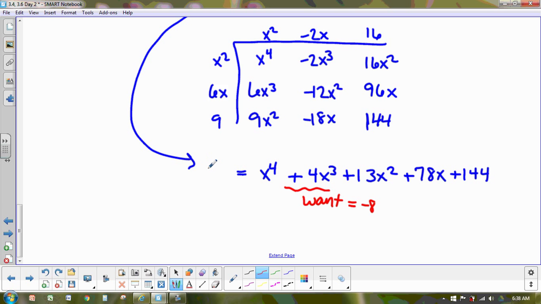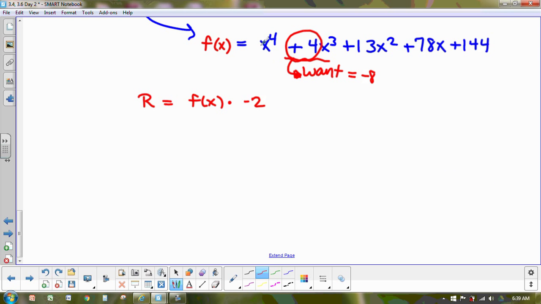So basically what that means is if I called this f of x, this isn't the right one that they want. They want a polynomial r. Well, r is going to equal f of x times negative 2, because if I multiply this 4 by negative 2, I will get negative 8. So I need to do that for the entire thing. I need to multiply the entire quantity of f of x by negative 2, and that's how I would get r of x. So r of x would be negative 2 x to the fourth minus 8 x to the third, and that's what they wanted.